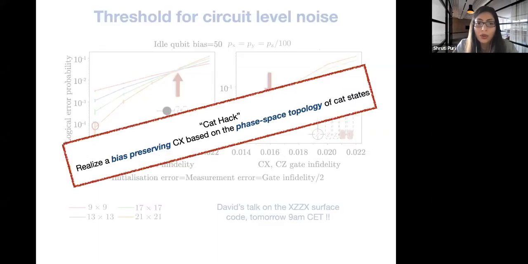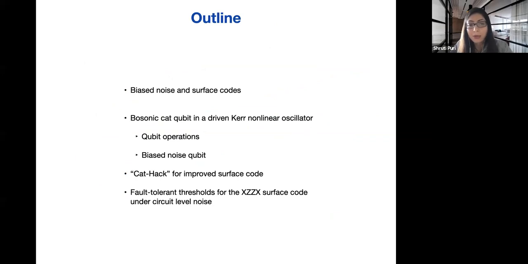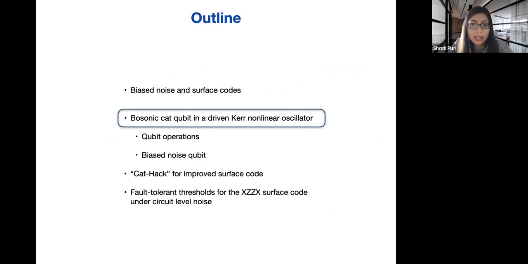Okay, so now I will tell you about this cat-qubit and how we can make a bias-preserving CX gate with these cat-qubits. The bias-preserving CX gate is based on the phase-space topology of the cat states, and you cannot replicate this trick with just regular, strictly two-level systems. This is sort of unique to bosonic systems, higher-dimensional bosonic systems. Okay. So with this, we come to the second part of the talk. Let's look at this bosonic cat-qubit, which is realized by driving a nonlinear oscillator.